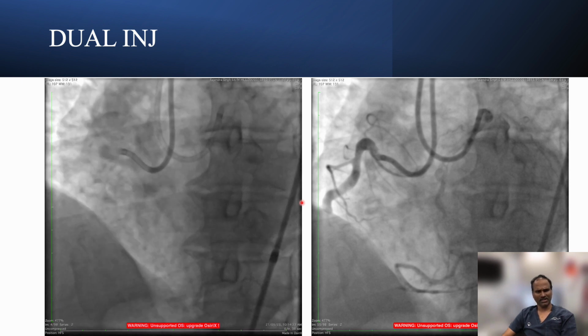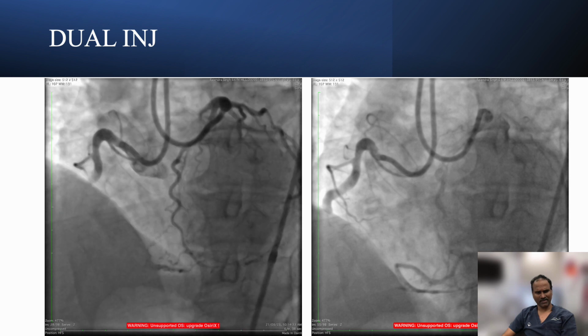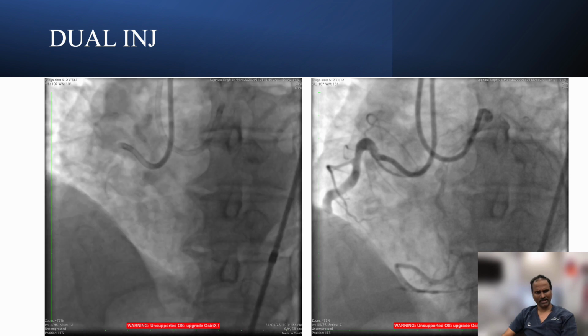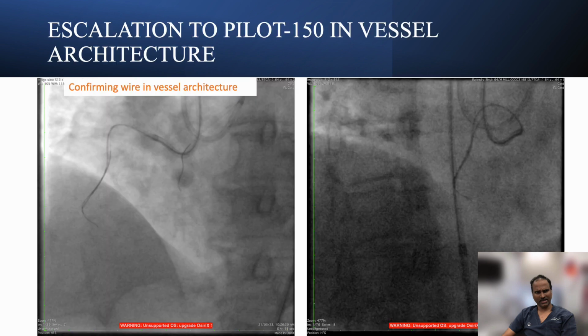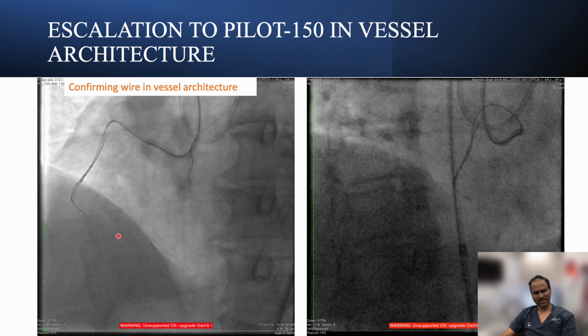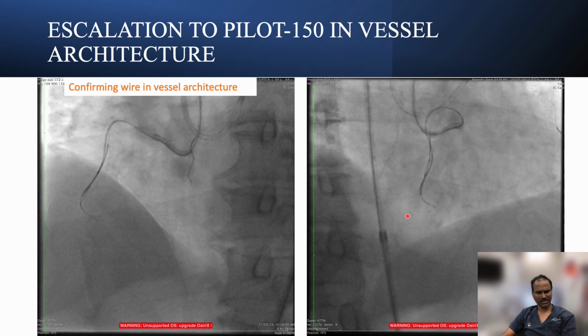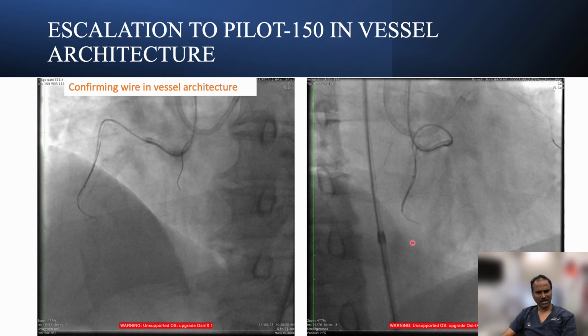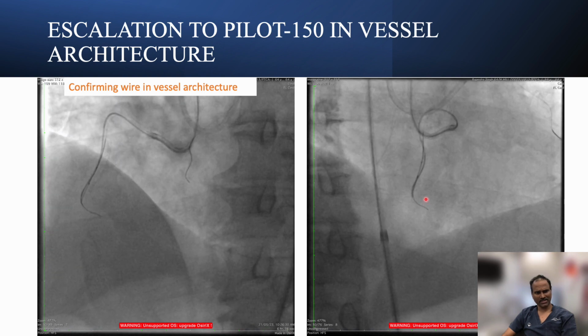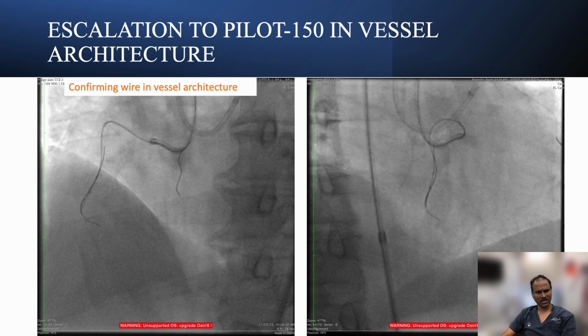So this is a dual injection, so you can see, and then we went ahead with the, so there is a microcatheter and this is a pilot wire. So the pilot is advanced into the CTO segment, and we are confirming the wire position in the vessel. You can see the wire is dancing along with the right coronary artery, so that says the wire is in the vessel architecture.